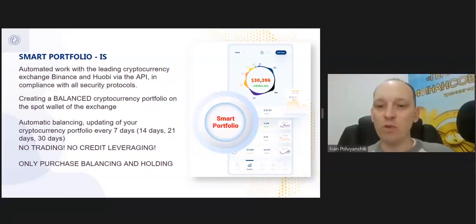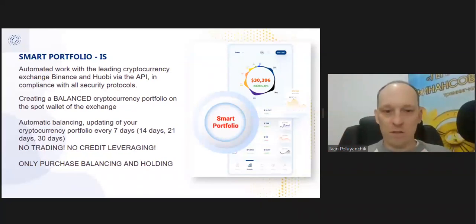What it does, it allocates your funds across different cryptocurrencies and puts up a balanced portfolio. It swaps one coin with another when necessary. It's not trading, because trading, when you buy, for example, low, you sell high, or you go short. So this is trading. So basically, Smart Portfolio does not do that kind of operations. It swaps one cryptocurrency with another based on the current market situation and market capitalization.